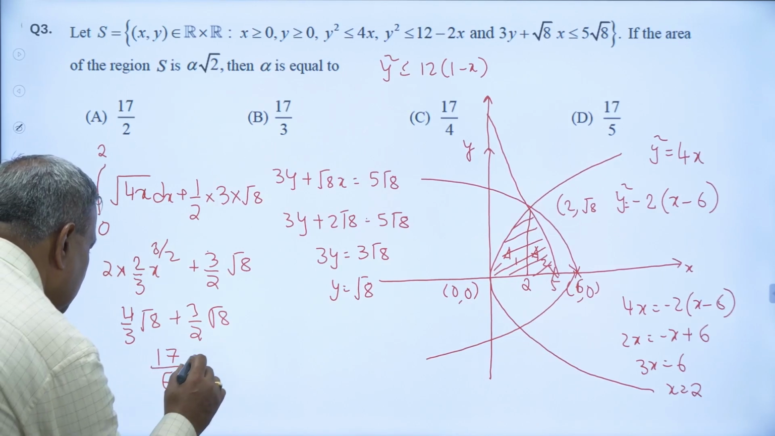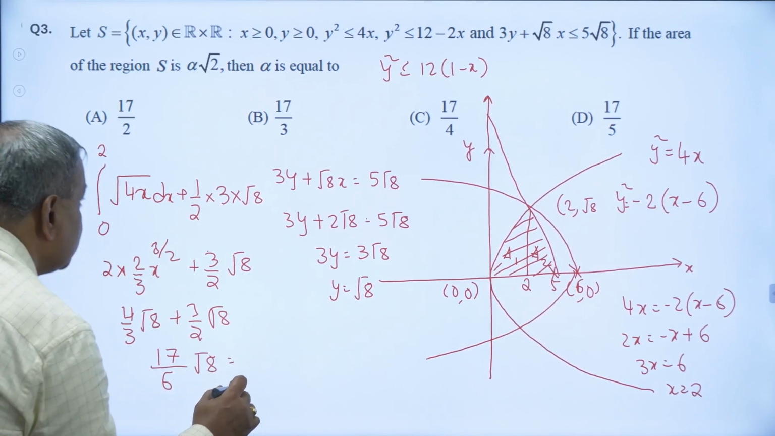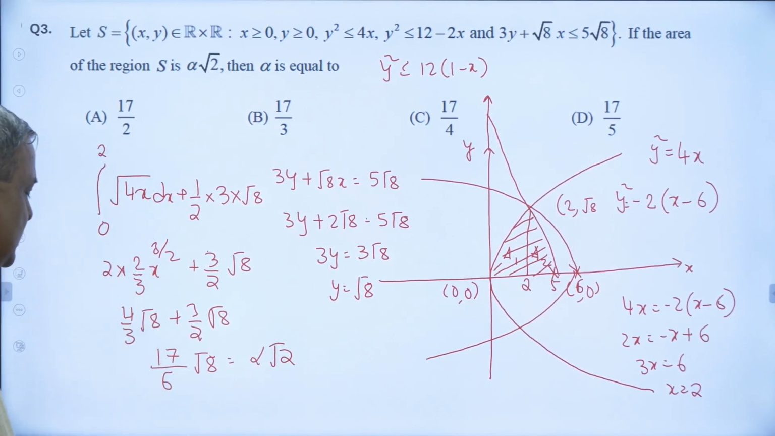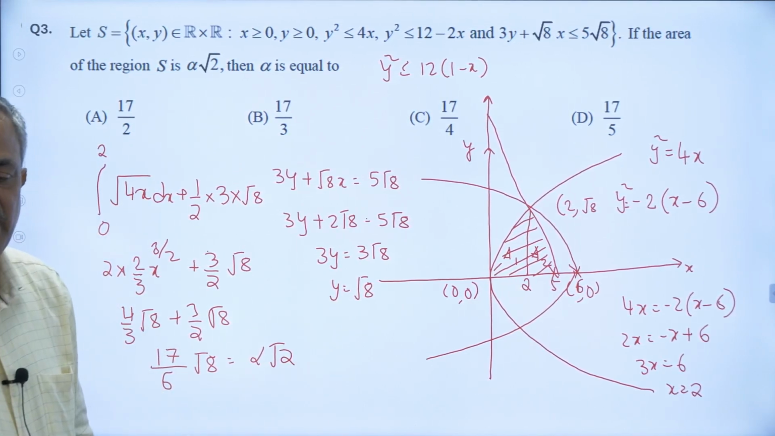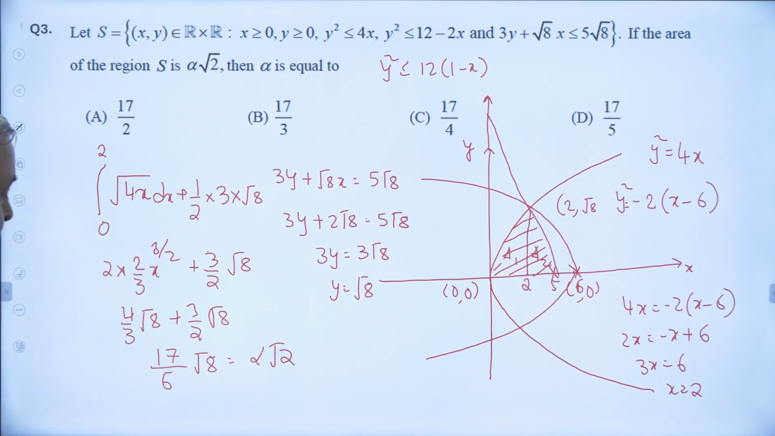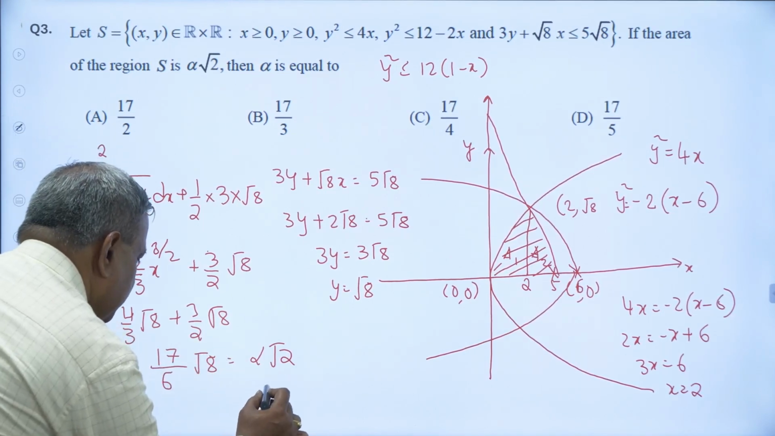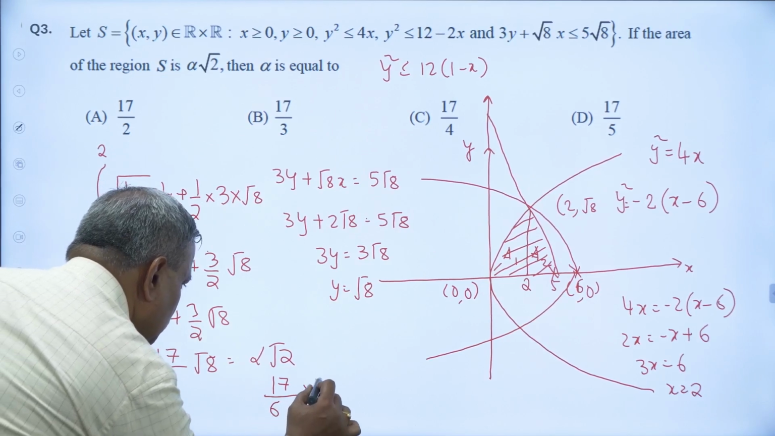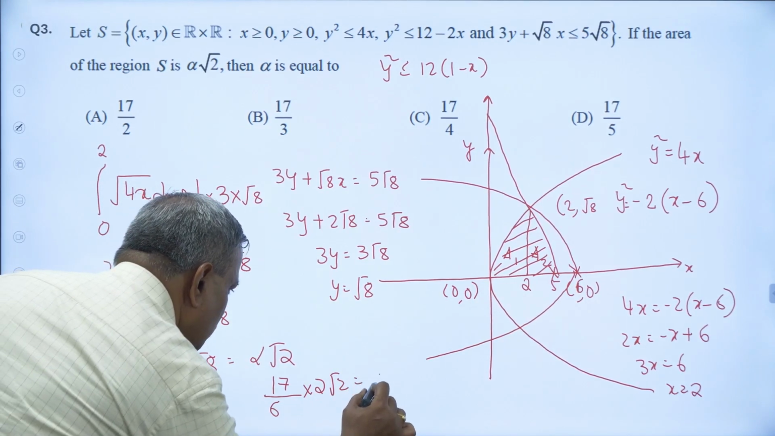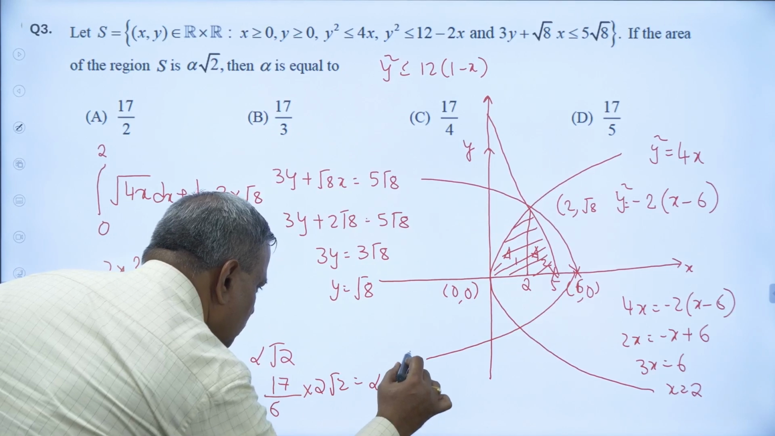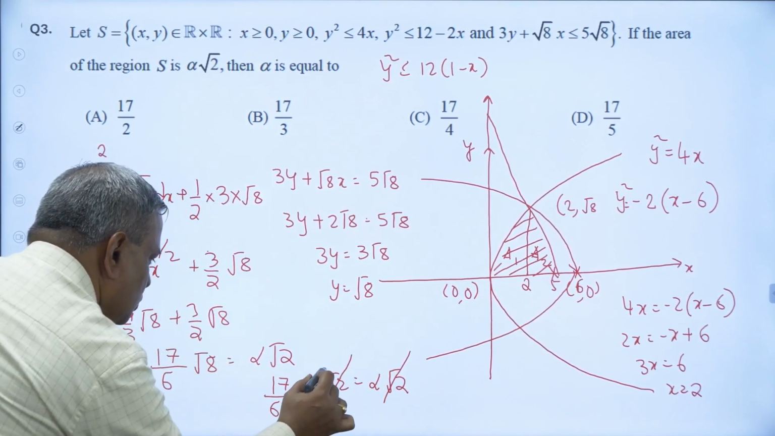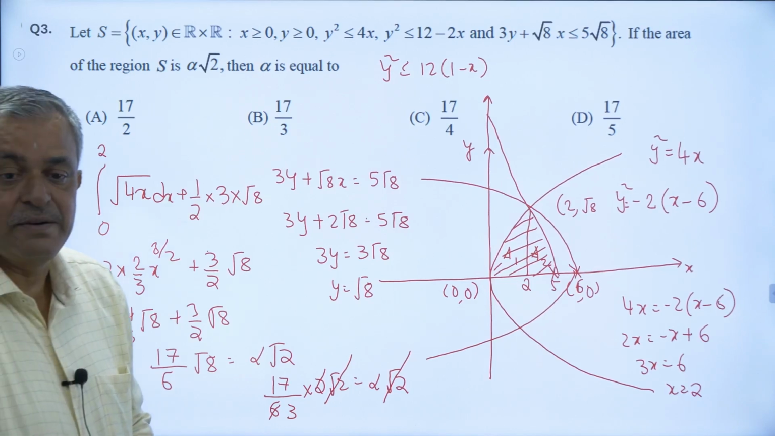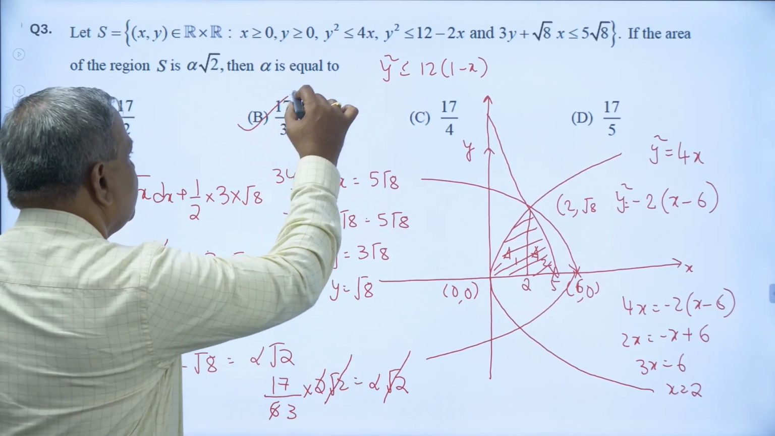So what we'll get is 17 by 6 root 8 is equal to alpha root 2, which is given to us. Now you have to simplify. This can be written as 17 by 6 into 2 root 2 is equal to alpha root 2. So root 2 will cancel, 2 will cancel with 3. So we get the alpha value as 17 by 3, option B.